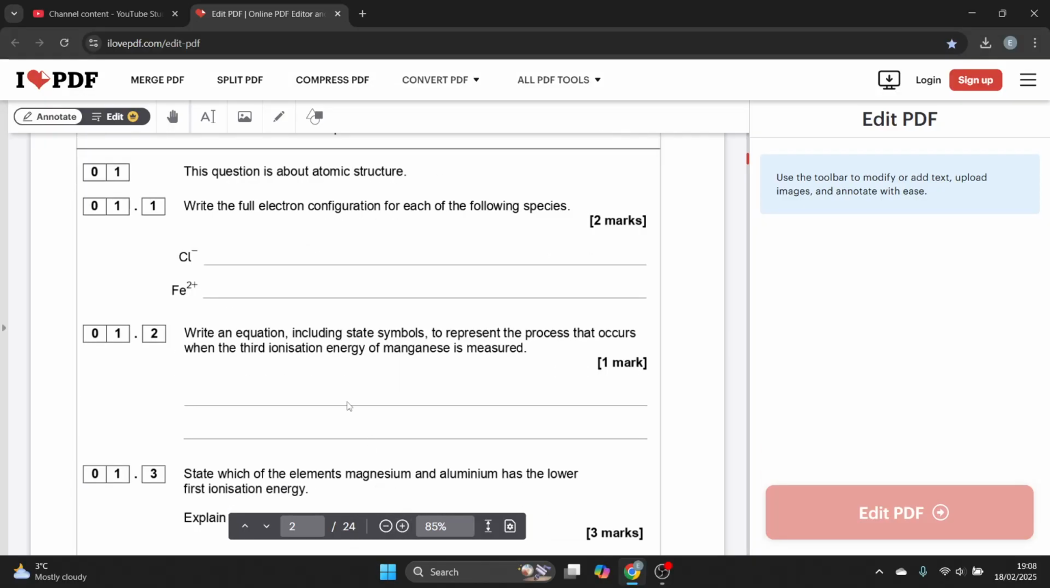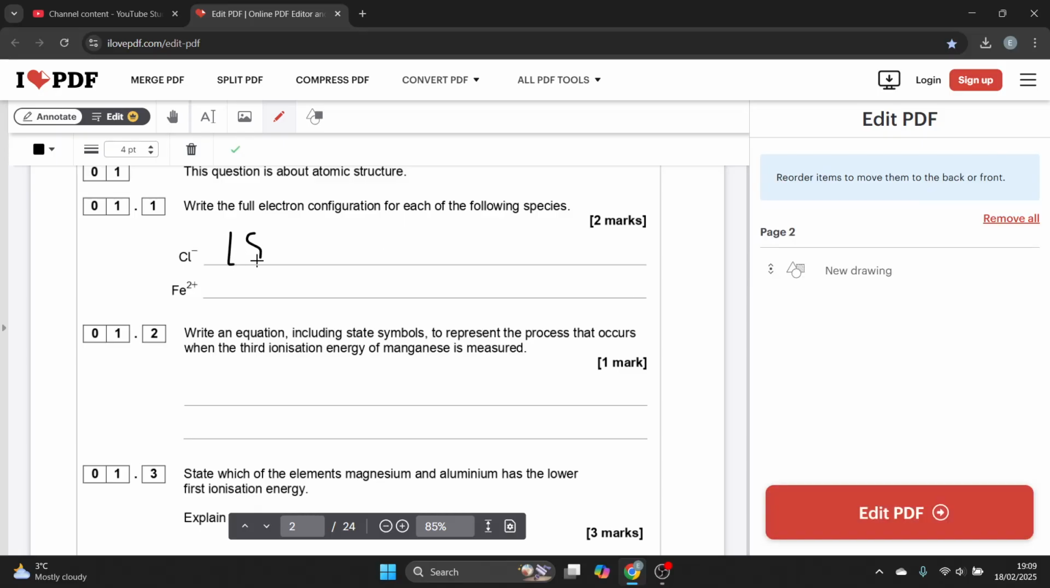Section 8 only. Write the full electron configuration for each of the following species. Now we have a table for this. And if I look at the periodic table, I can see that chlorine has 17 electrons, but because Cl minus is going to have 18, so 1s2, 2s2, 2p6, 3s2, 3p6.